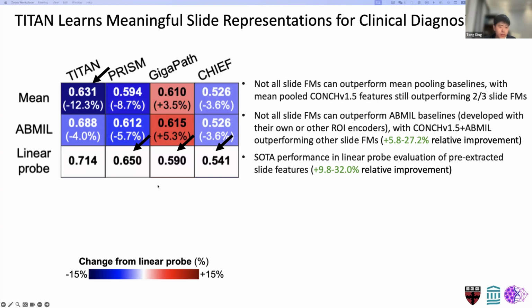And further, we compare Titan linear probe to mean pooling of patch level features, also in the linear probe. And we also see that not all slide foundation models can outperform mean pooling baselines. And here we also want to highlight that the mean pooling baseline can be a very strong baseline in slide level evaluation.